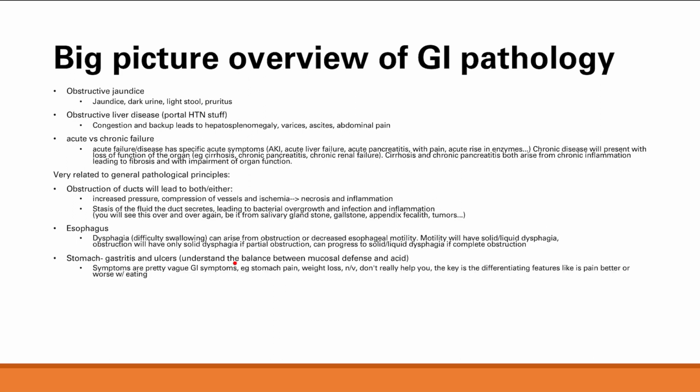The stomach, I think one of the main things we talk about here is gastritis and ulcers. And then the key thing here is the balance between the mucosal defense versus the acid. Okay? Because that's how these develop, and you have to understand. If you understand the mucosal defenses and acid production, you're going to understand how these develop very easily. Now, just remember that the symptoms here are very vague. Just abdominal pain, weight loss, nausea, vomiting. A lot of different pathologies in the GI tract can cause this. So the key is the differentiating features here. So like whether the pain is better or worse with eating can tell you whether it's a gastric ulcer, duodenal ulcer, things like that.